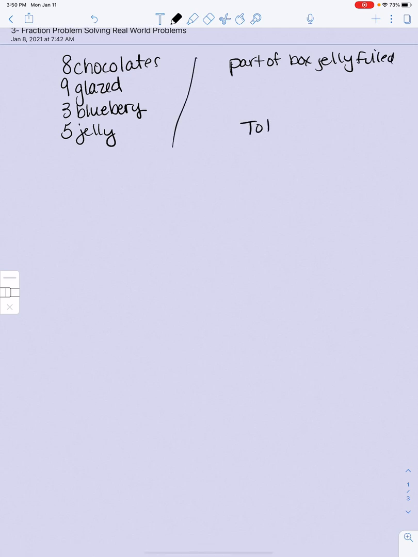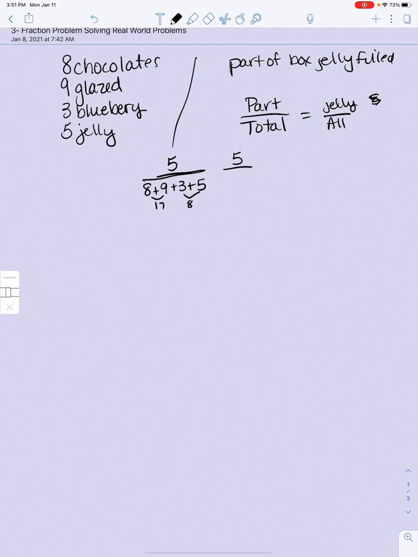So I'm going to write total and part, because we know that that's how we do our fractions. So this is going to be all the donuts on the bottom as our denominator, and the jelly will be on the top. So substituting in what we know, there are 5 jelly donuts, and there are a total of 8 plus 9 plus 3 plus 5. So 5 over 8 plus 9 is 17, plus this 8.